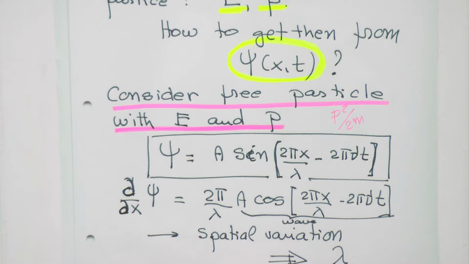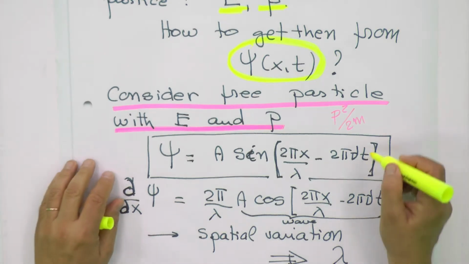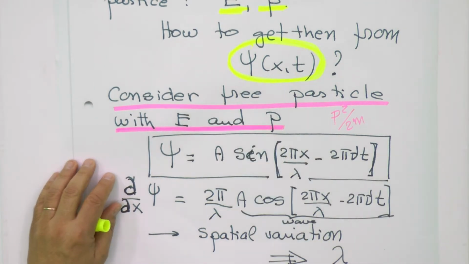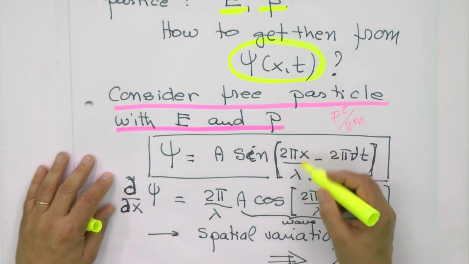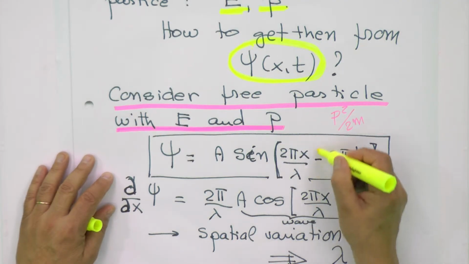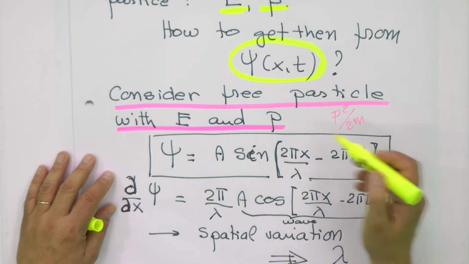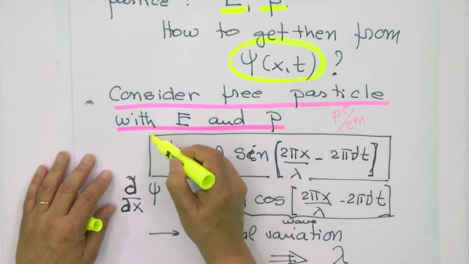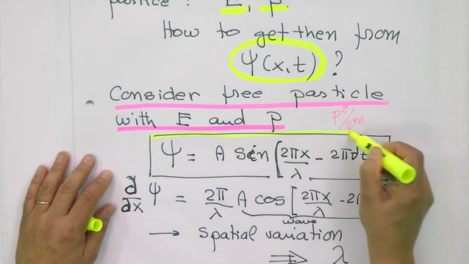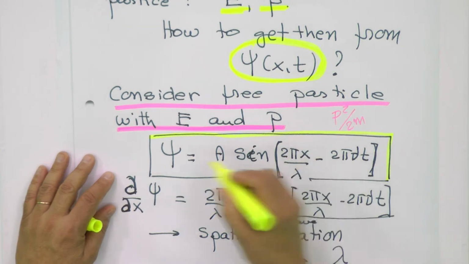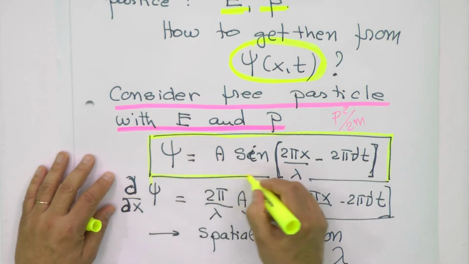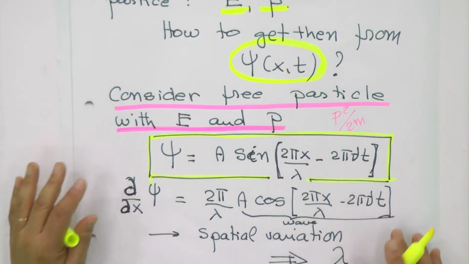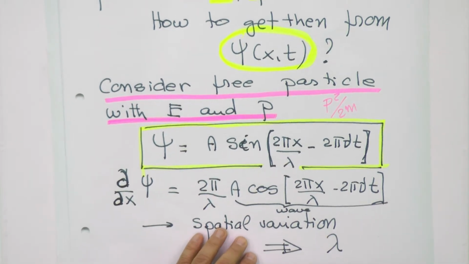So suppose we have this momentum and we have the energy. Associated with the momentum, we have the spatial variation. And associated with the energy, we have the time variation. And then the best wave for this is a plane wave. It's a free particle, it's everywhere in space, it's a plane wave. We already discussed this aspect.